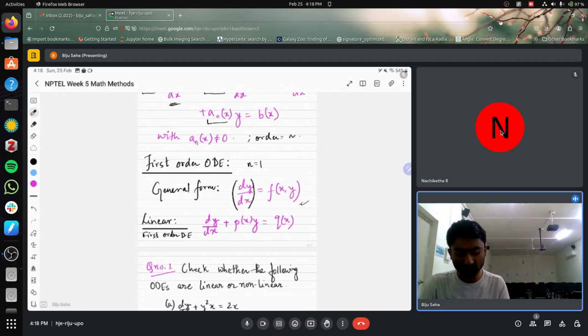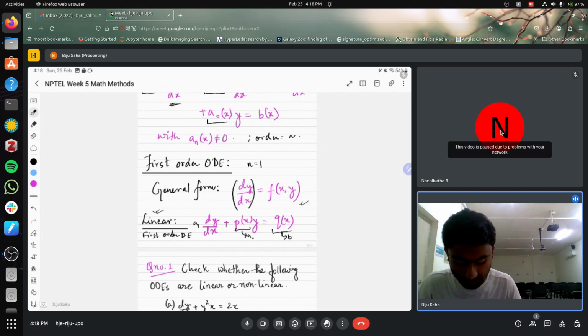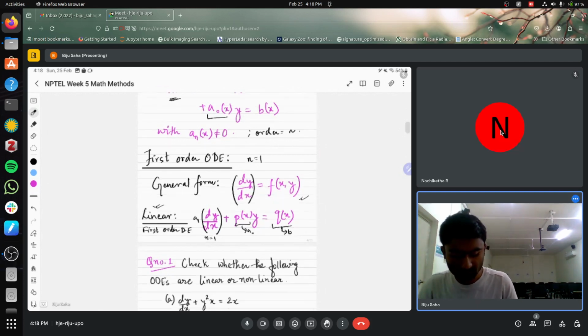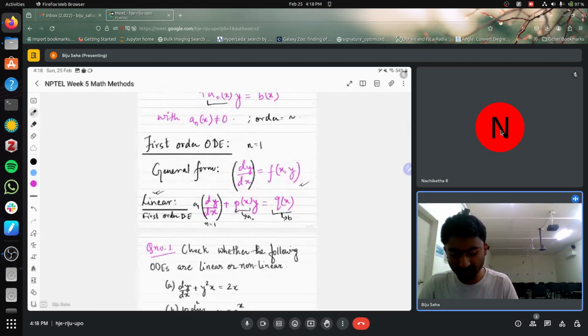Let us look at each term. It is linear because this is my a1, this is my a0, and this is my b. All of them are either constant or functions of x alone, so that makes it linear. Now let us come to the first order statement. Here the order of the highest appearing derivative is 1, n is equal to 1. So that makes the differential equation a linear first order differential equation.